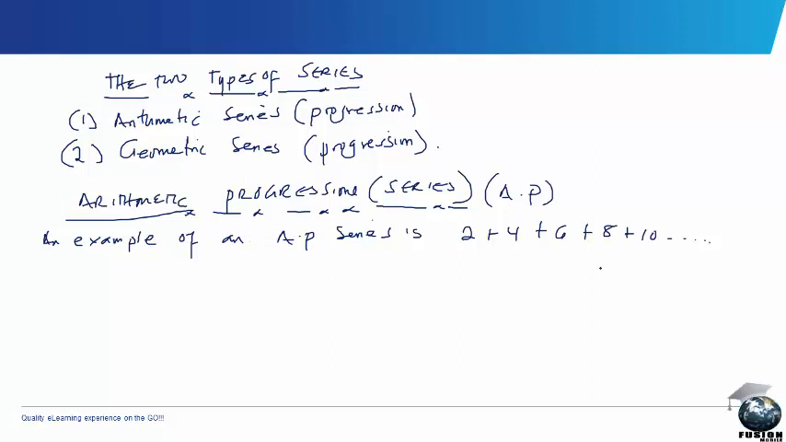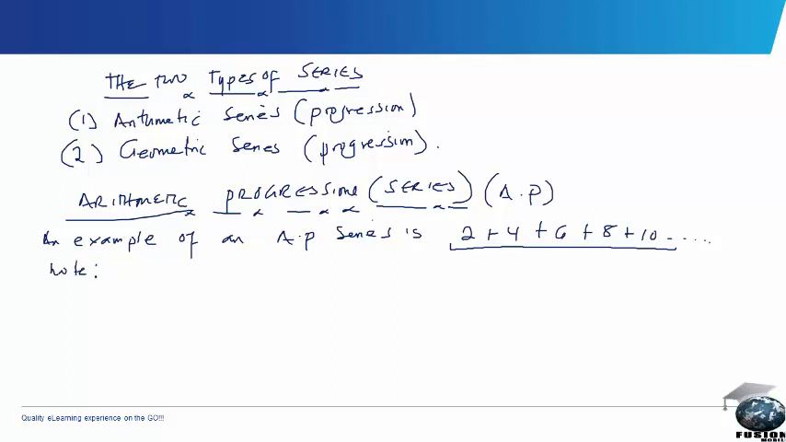If you look at the example below, you will find that there is a constant difference of 2. From 2 to 4 you have a difference of 2, and from 4 to 6 you also have a difference of 2. So we will always add a constant to get the next digit. These are things you have to note.